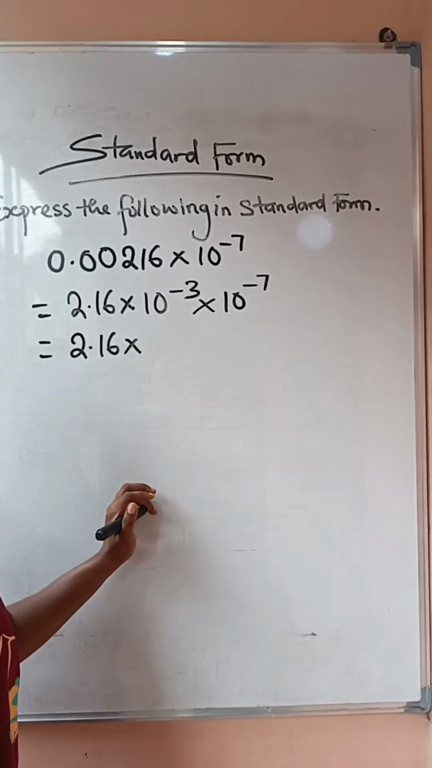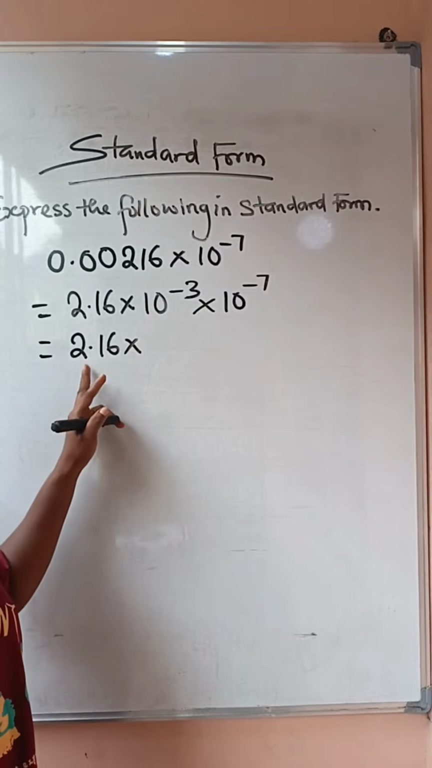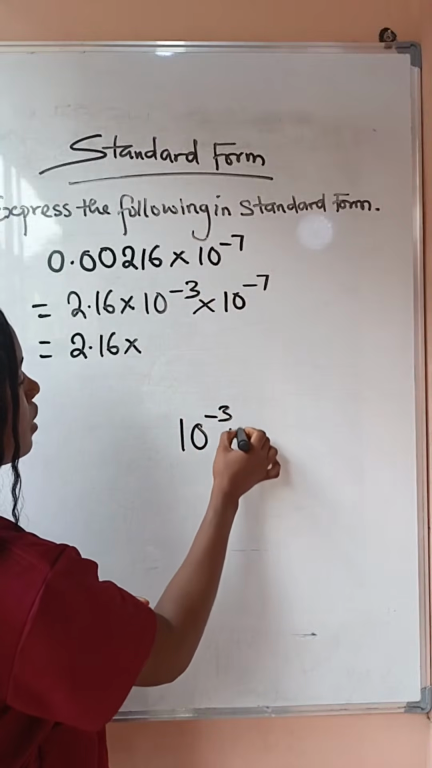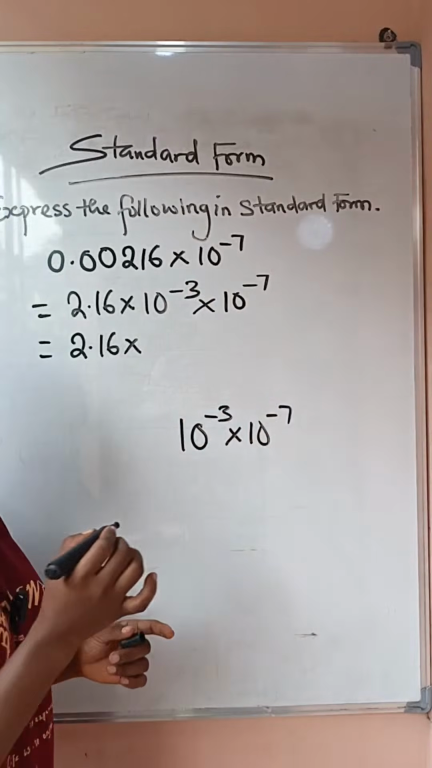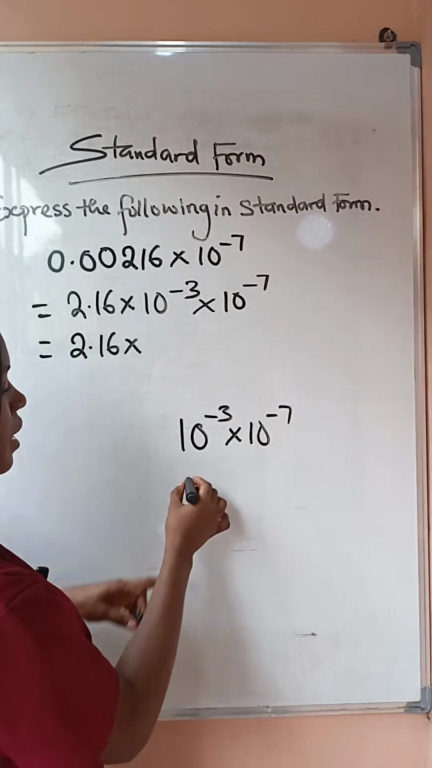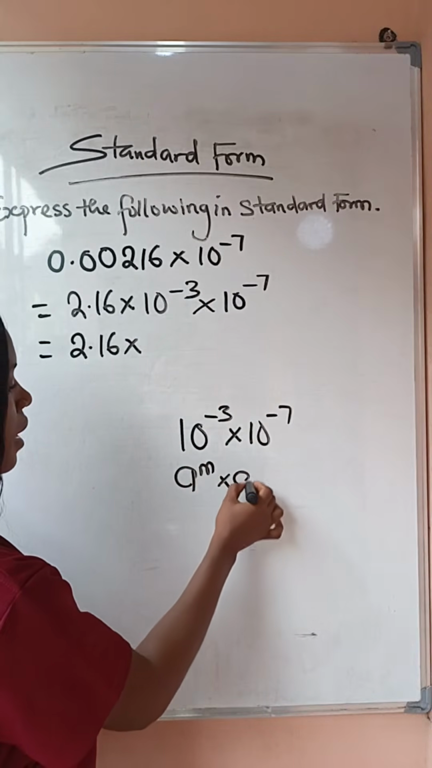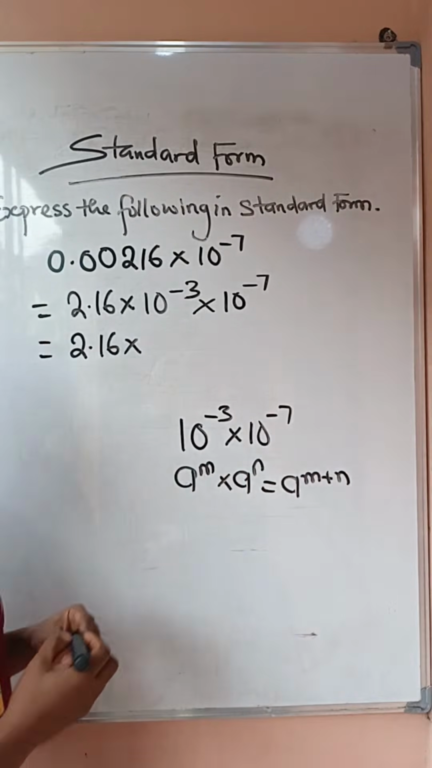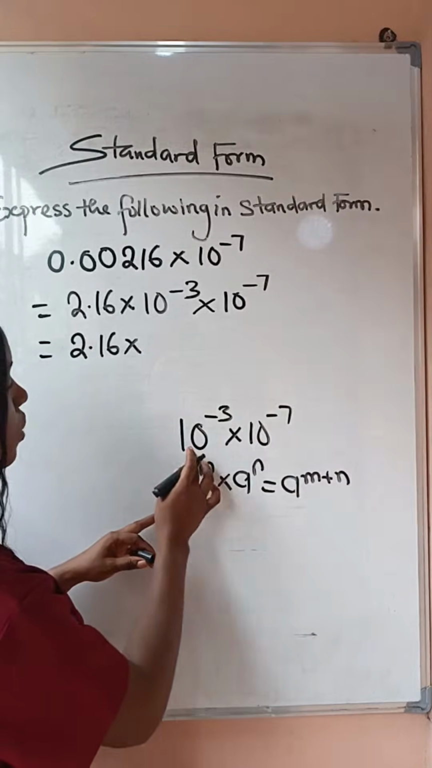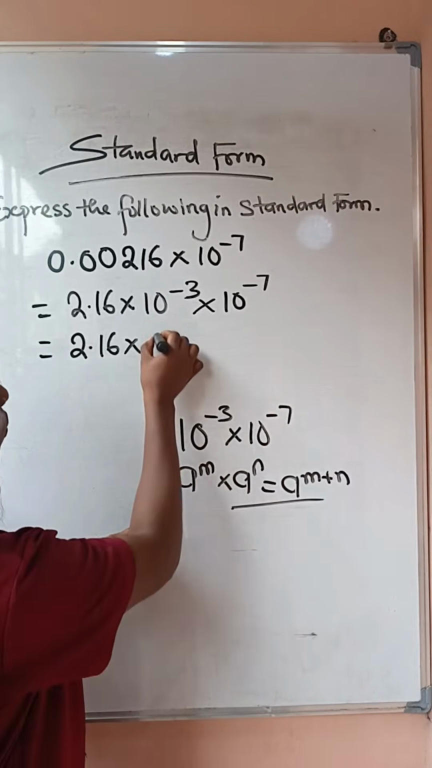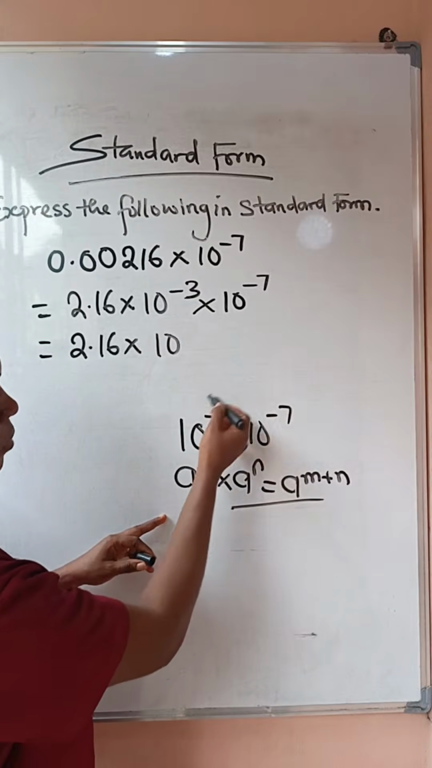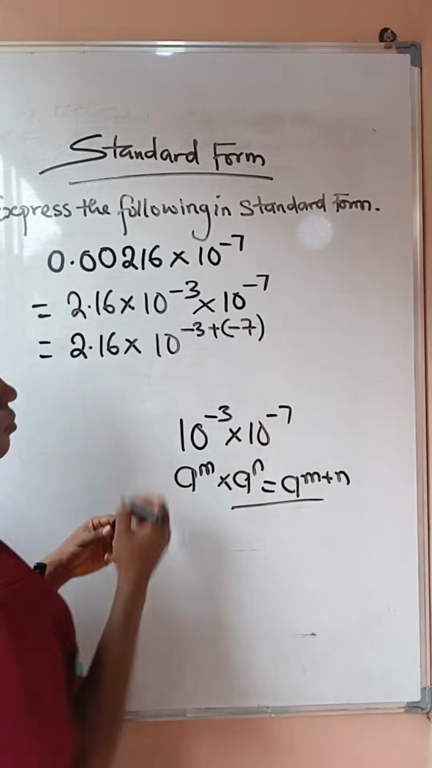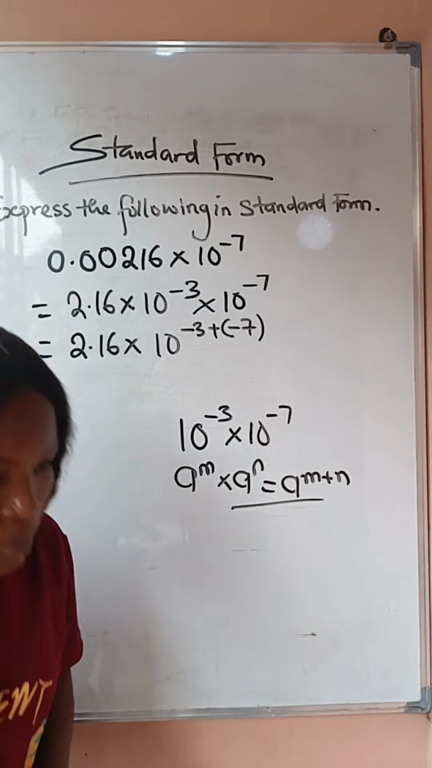All right. Okay. Now we have 2.16. So we have 10 to the power of minus 3 times 10 to the power of minus 7. They share the same base. Remember that a to the power of m multiplied by a to the power of n is a to the power of m plus n. So that means we are going to pick the 10 just as this. We pick the 10, then we add the powers. So it's going to be minus 3 plus minus 7. We add the powers.